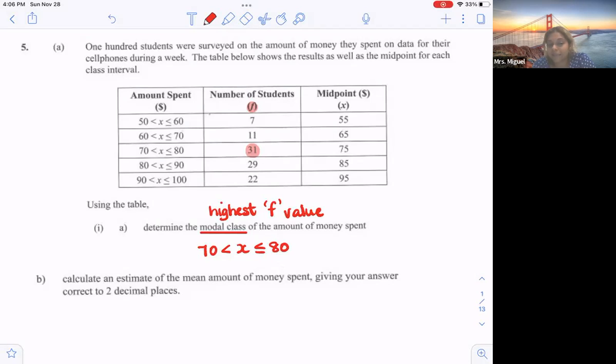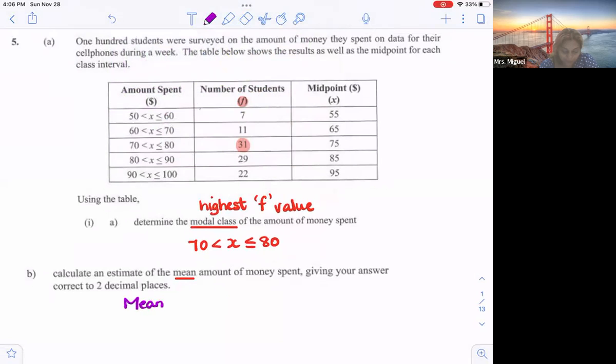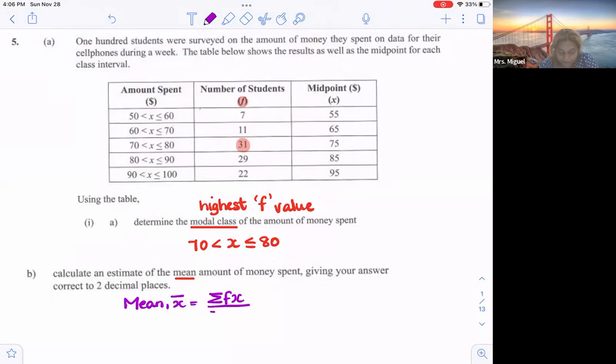Calculate an estimate of the mean amount of money spent. Now, we need to find the mean. So the mean is found by, good afternoon, the formula: the sum of f times x divided by the sum of f. So remember, this is an interval. That is why they give us a midpoint.